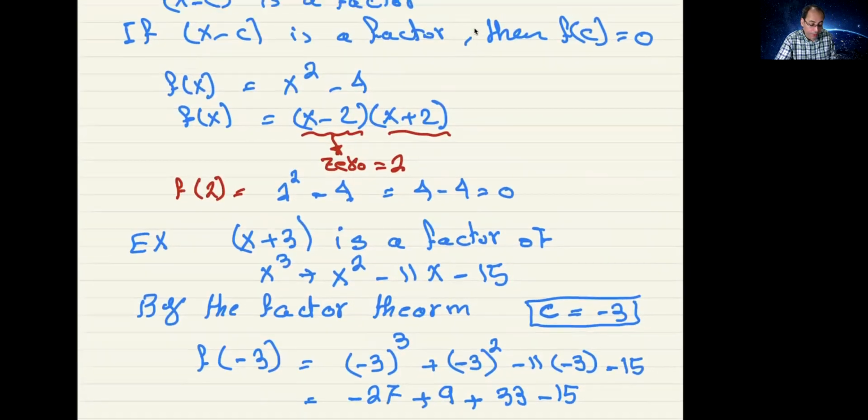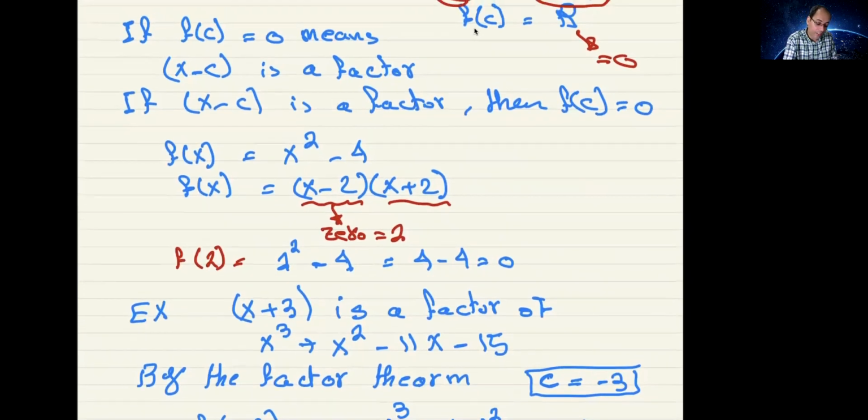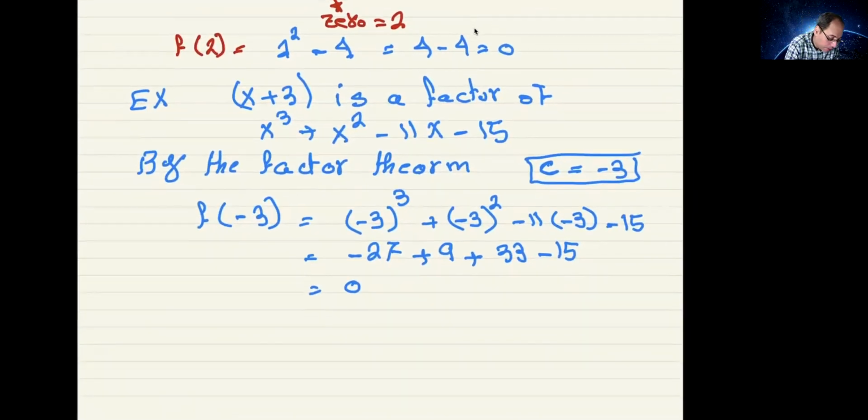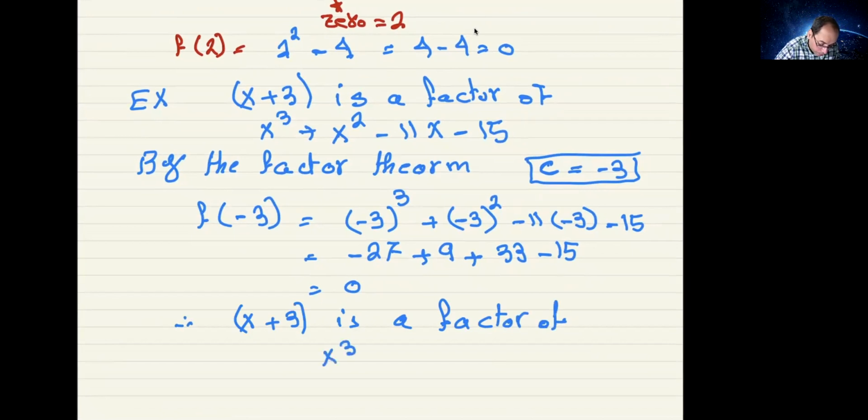What can I conclude about that? That x minus c, or x plus 3 here, is a factor. So thus here, x plus 3 is a factor of x cubed plus x squared minus 11x minus 15. Okay, I hope that this is clear. Let's get one more example.